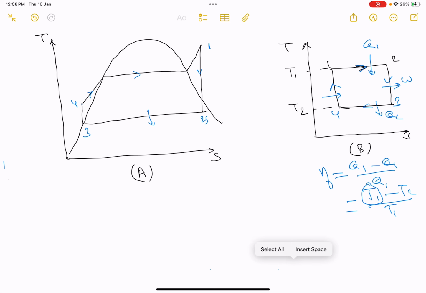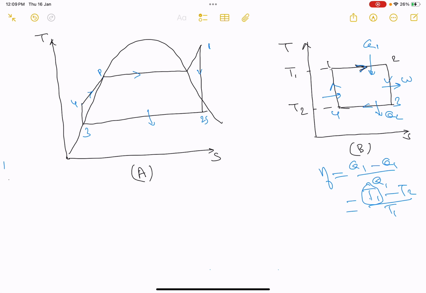Now see, we just said that the higher the temperature at which heat is added, the higher the efficiency, or more of the heat will be converted into work. But here you can see that the heat addition is from 4 to some point. Let's say P is saturated liquid. The heat addition is not taking place at constant temperature.